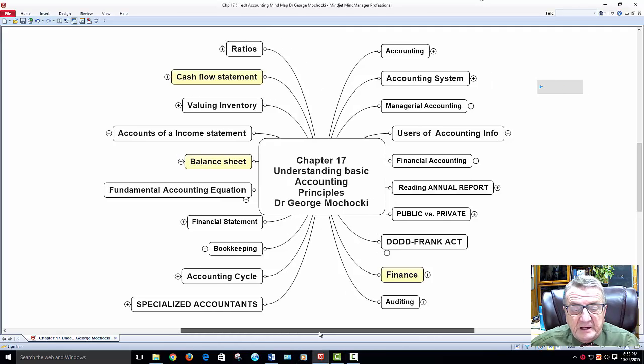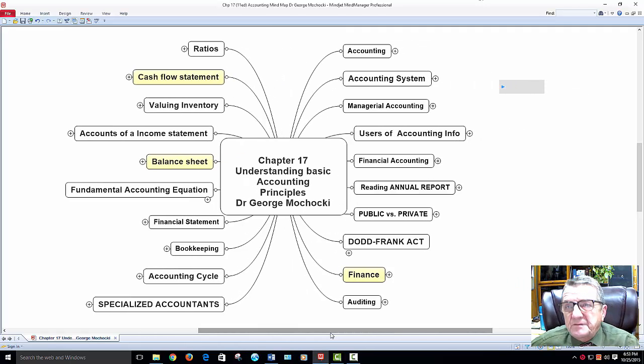Okay, so let's talk about what is accounting. And remember, the next chapter is going to be finance, so right now we're just going to talk about accounting. We're talking about different accounting systems. What is managerial accounting? What is auditing? How to read an annual report? Public versus private ownership when we're talking about stocks.